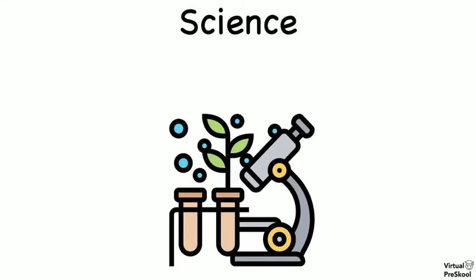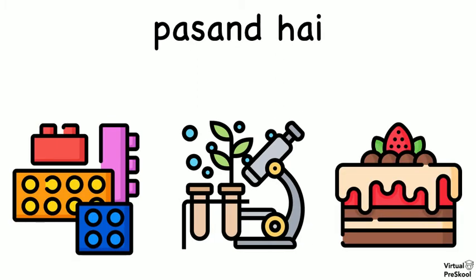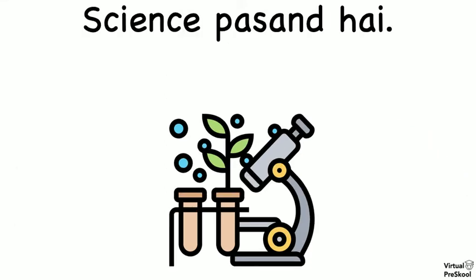All right, one more. Science. Science in Hindi, we're just going to use science right now, okay? So let's just use the word science. How would you say like science? What was the phrase for to like? Pasand hai. Pasand hai is to like. So put it together now. How would we say like science? Science pasand hai.